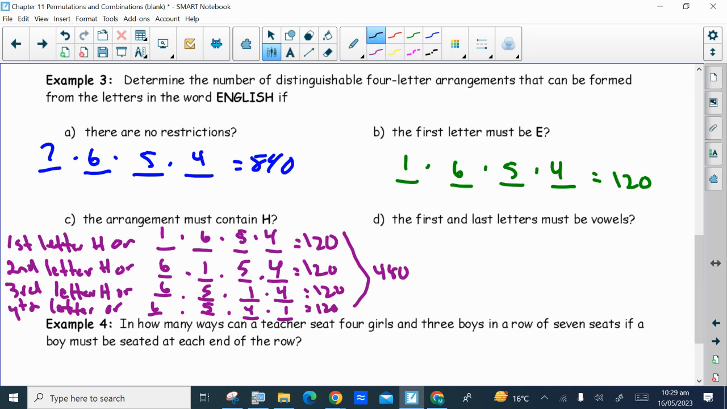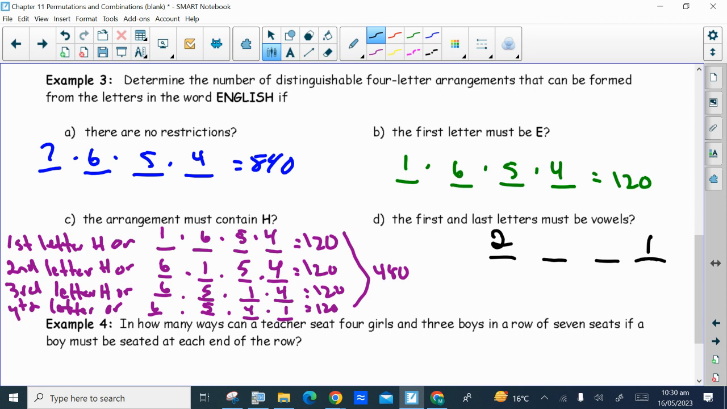Part D says, what if the first and last letters must be vowels? So vowels are A, E, I, O, U, and Y. If we look at the word, there are only 2 vowels, E and I. The first and last letters must be vowels. So it doesn't really matter if you start with the first letter or the last letter. Let's start with the first letter. If it must be a vowel, there's 2 choices for that first letter, either the E or the I. But once you select one of those, it only leaves you with 1 choice for the last position.